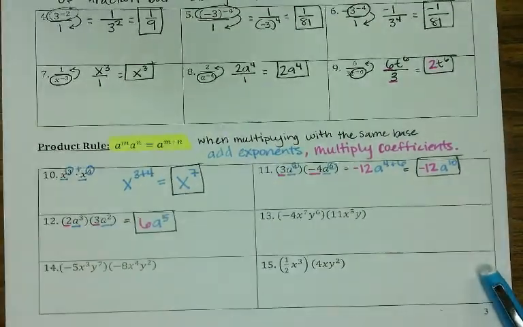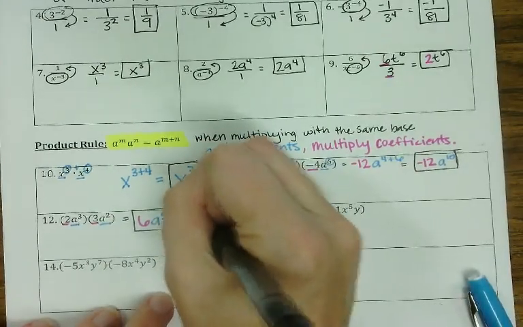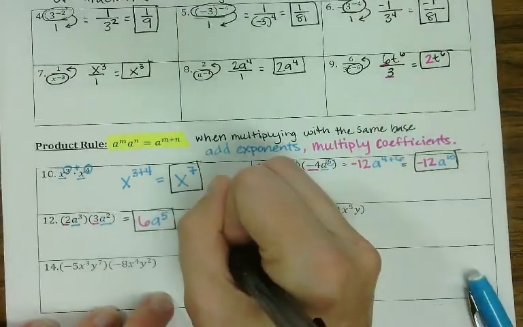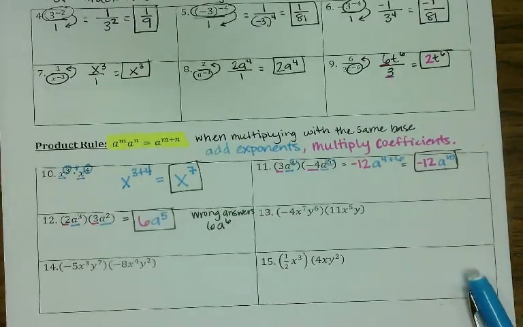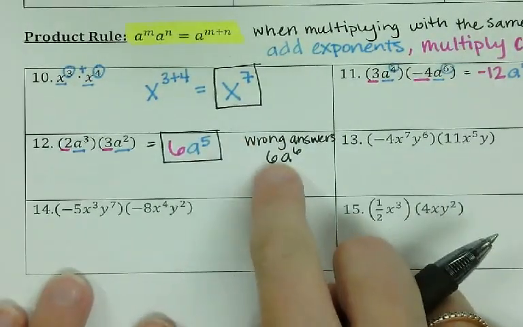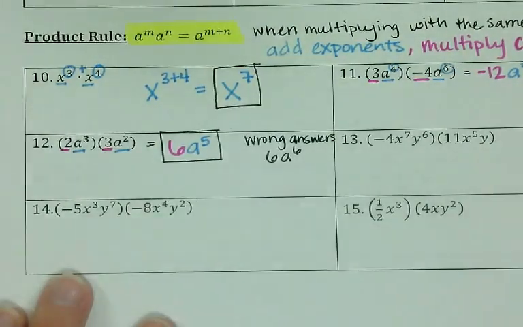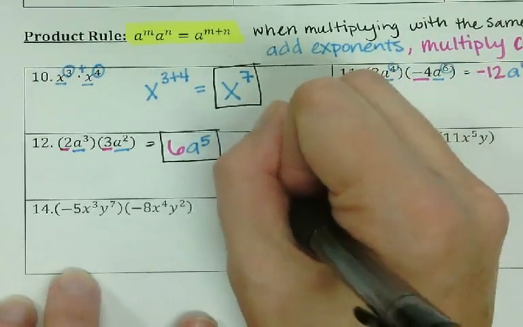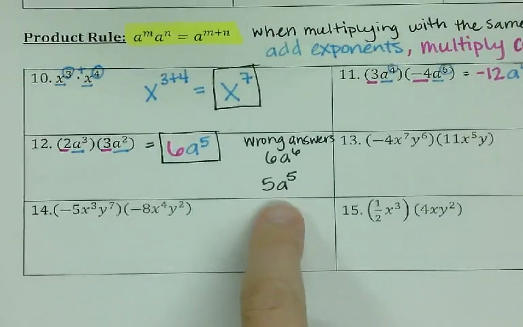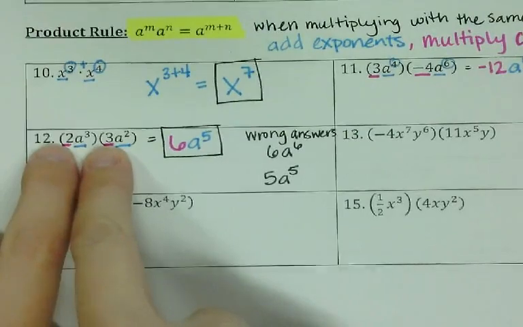All right, guys? I can tell you right now, if this was a multiple choice problem, some wrong answers that people would give me would be 6a to the 6th. Why would 6a to the 6th be a good wrong answer for that one? They multiplied the coefficients and they multiplied the exponents, okay? Another good wrong answer would be 5a to the 5th. Why is that a good wrong answer? They added the coefficients. All right, guys?